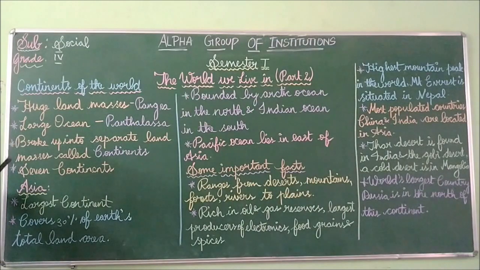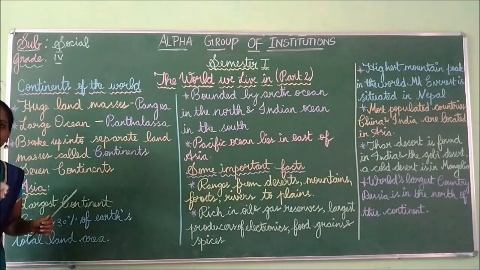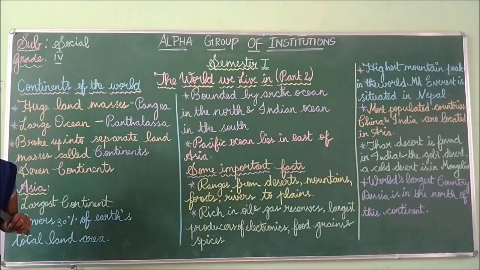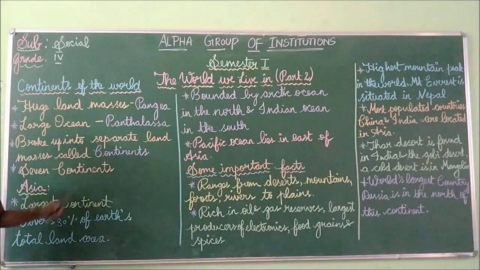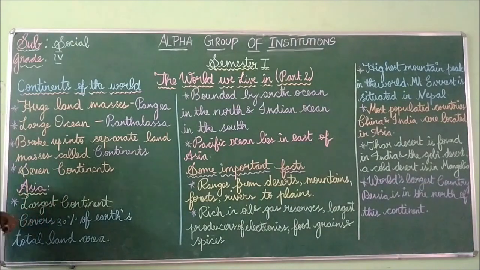Now, how many continents are there? How many split-ups were made? Yes, there are 7 continents in the world. So, the huge landmass was split up into 7 pieces, and each and every piece is known as a continent. This is the way the continents were split up.